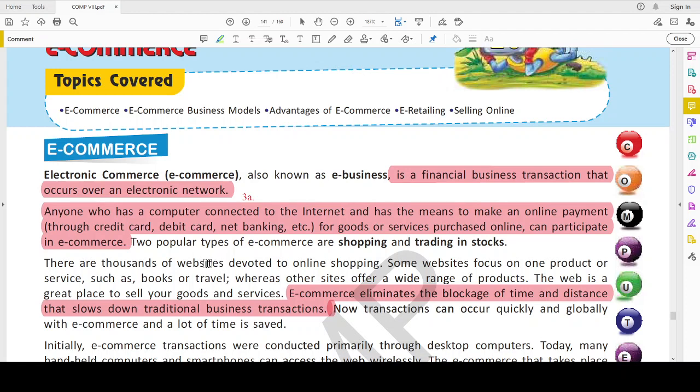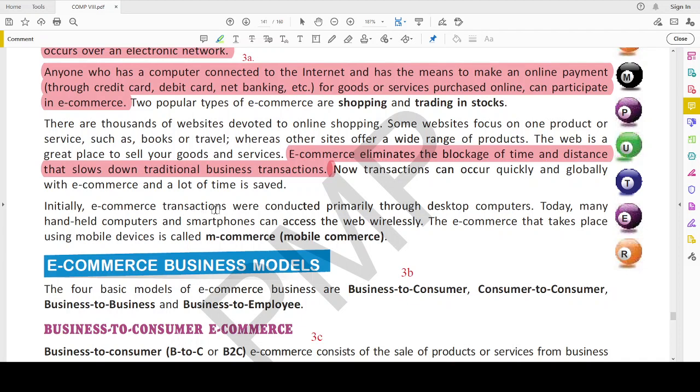Once the items are chosen by the customers, they are added to the cart and a bill is made, on which the customers can make payment with their credit card, debit card, or net banking, and the particular item is shipped to their doorstep. Alright.